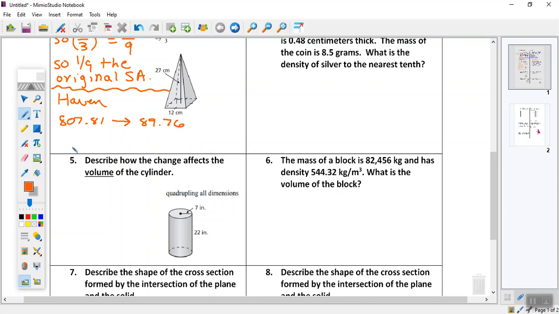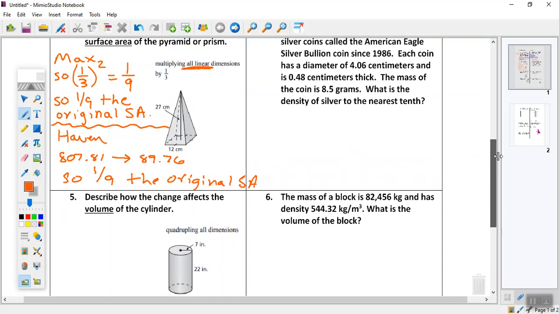So again, you could have found it this way by saying, all right, well, this divided by this was 9, so it got smaller, so 1/9 the original surface area. Okay, very good. Questions about number 3 at all? Rolling on here. I want to make sure we get through this today.